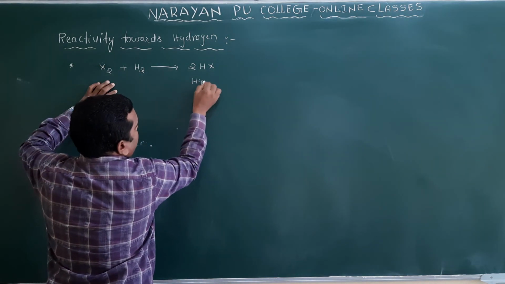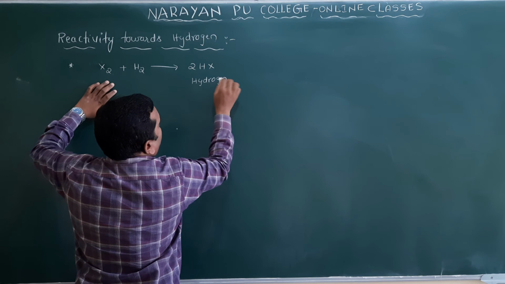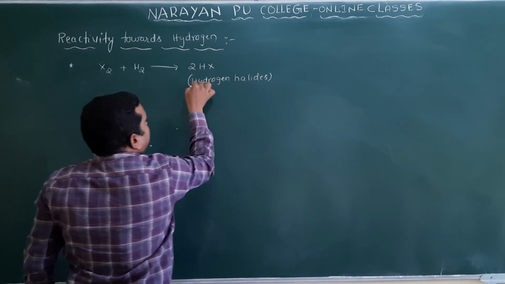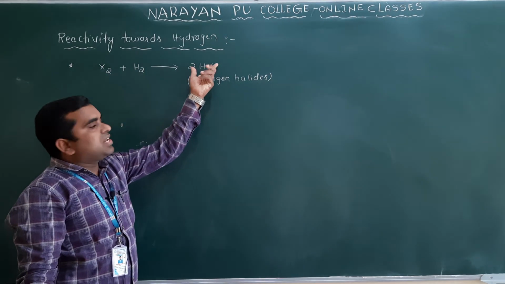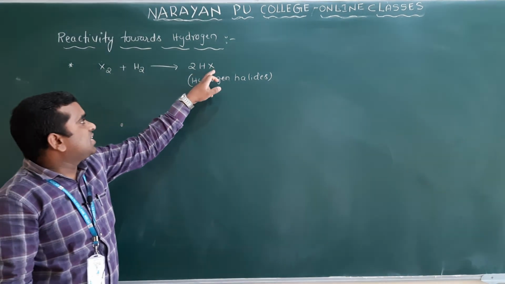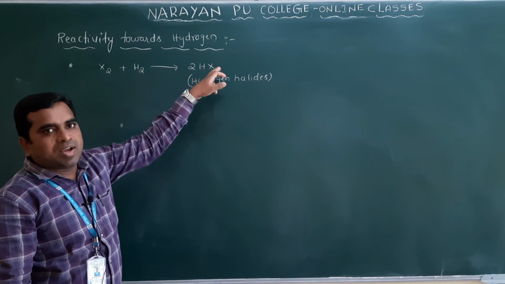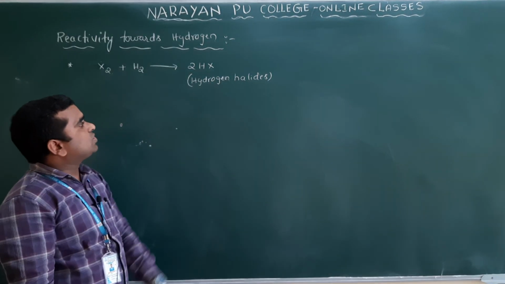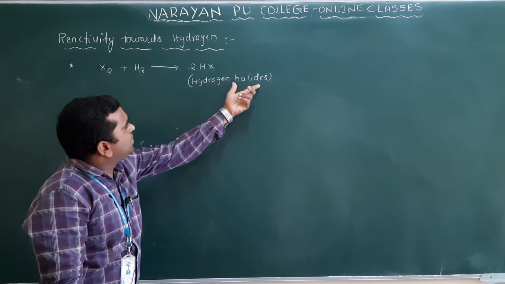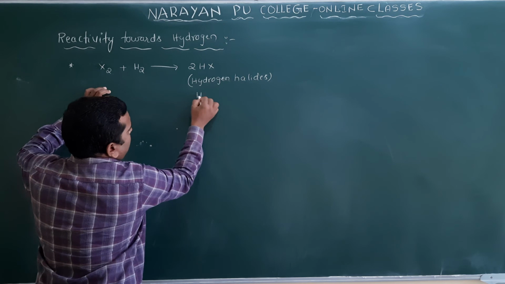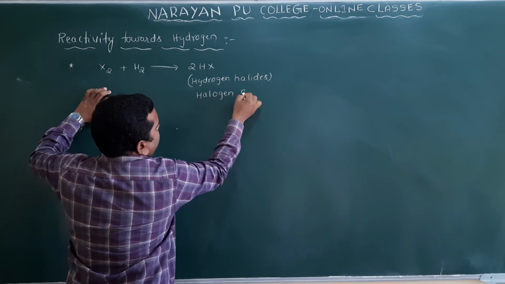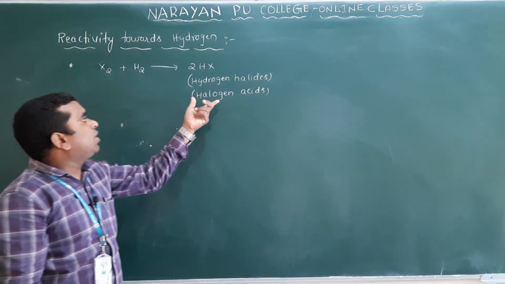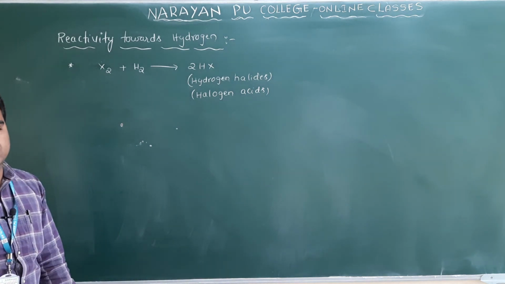This we will call hydrogen halides. HX type hydrogen halides can also be called halogen acids. Clear? Suppose HCl is there, this is hydrochloric acid. So this is halogen acid. Because when HCl is there, we call it hydrochloric acid, we say that acid belongs to the halogen. So that's why they can also be called halogen acids.